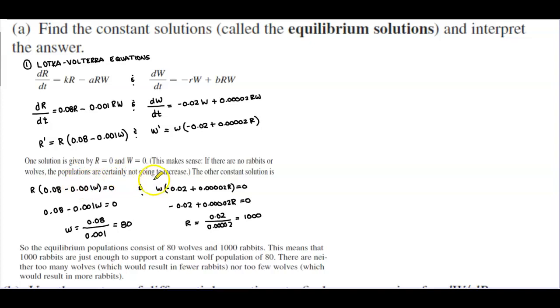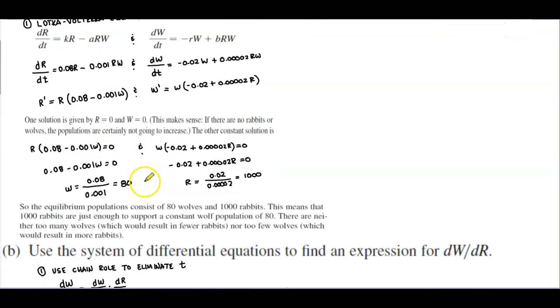So the other constant solution is the following. We're going to take r times 0.08 minus 0.001 w, which is what we have here, and set that equal to 0 since that is an equilibrium point. If we divide both sides by r, and now we can solve for w by subtracting both sides by 0.08 and dividing by negative 0.001, so w is going to equal 80.